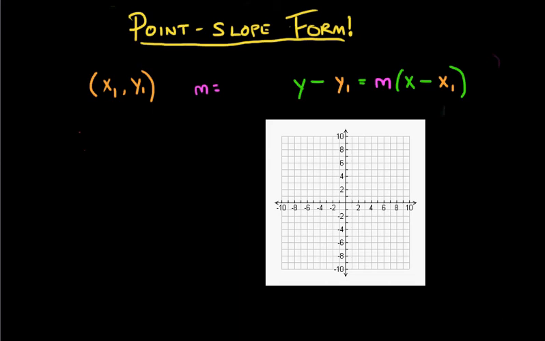Let's say I'm given y plus 5 equals negative 1/3 times x plus 1. Be careful here. The first thing I'm going to identify is the slope, because that's easy. It's always on the outside of the parentheses. So m equals negative 1/3. Sounds good. Now the point, though.